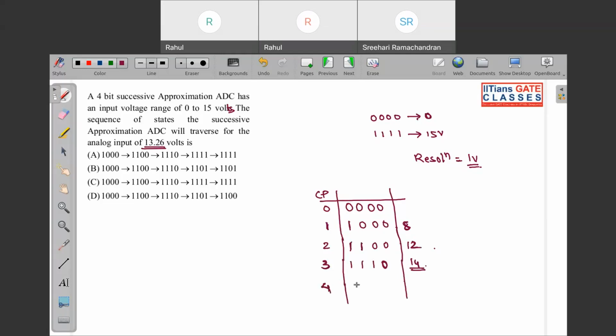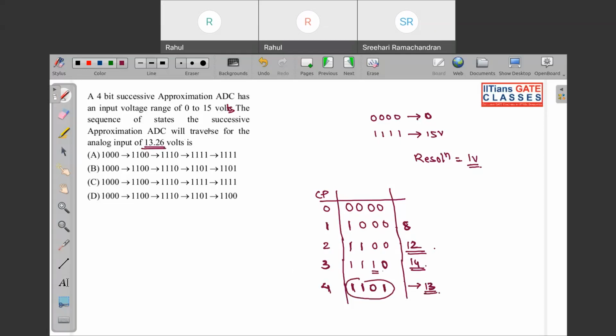SAR will keep this 2 intact, because up till this point it was less than the desired voltage, but at this point we increase the voltage beyond the desired voltage. So this will again go to 0, and the next bit will be incremented to 1. So you can see corresponding to this we get 13 volt. Okay, so this is the desired result which we get.